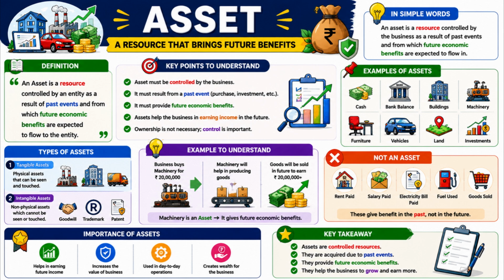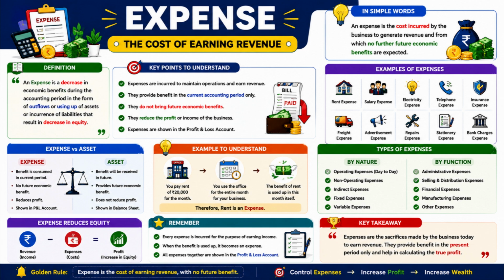Future economic benefits mean the asset will help the business earn income in the future. For example, machinery helps produce goods, which are later sold to generate revenue. Therefore, machinery is an asset. Now, let us understand expenses. An expense is the cost incurred by a business to generate revenue and from which no further benefit is expected. Examples include rent, salaries, electricity bills, telephone charges, insurance expense.